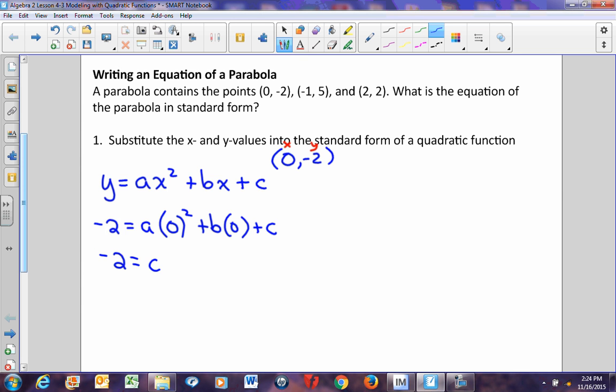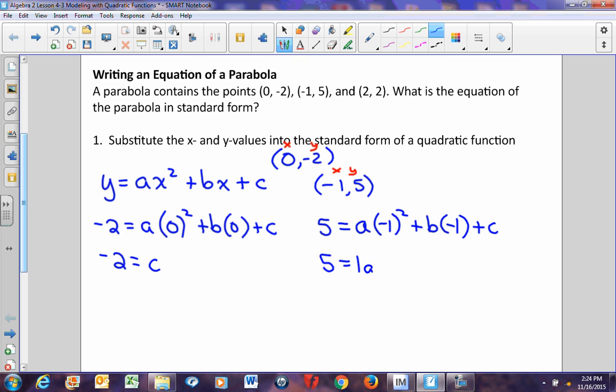Same equation, but now we're going to use the point (-1, 5). Again, -1 is my x value, and 5 is my y value. So I will have 5 equals a times -1 squared plus b times -1 plus c. So now I have 5 equals, -1 squared is 1, 1a minus b plus c, or 5 equals a minus b plus c.